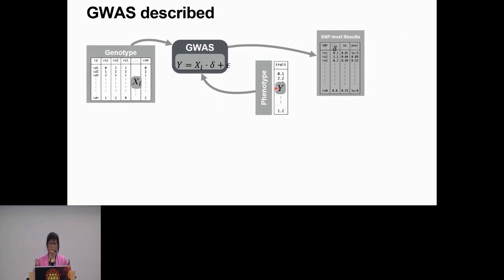And a GWAS is the simplest thing you could ever think of doing with this data, which is a linear regression of your phenotype Y on each one of these columns, one at a time. Maybe, in a pinch, you do logistic regression. So you end up with this SNP-level table of results. I like to call the effect of the SNP on the phenotype delta, because that way it doesn't get confused with the effect of the SNP on the gene expression levels. So this is the effect size of the SNP on the phenotype.